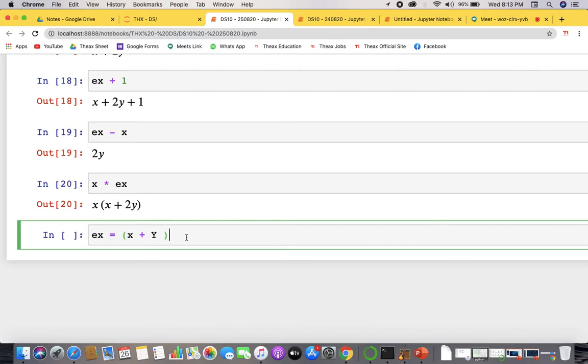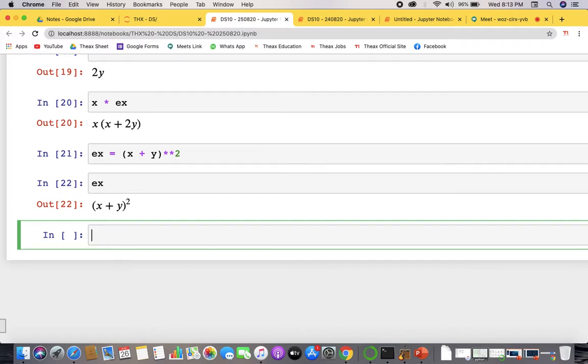If I say what is the value of x plus y, this is an expression. I'm saying x plus y whole square. So this is x plus y whole square, right? We know the formula x square plus 2xy plus y square. For the cube we know it too, right? But what if I say x plus y to the power of 20, 30, 40? So in that case, what we can do is use a function named expand. Okay, so we'll be using the expand function.